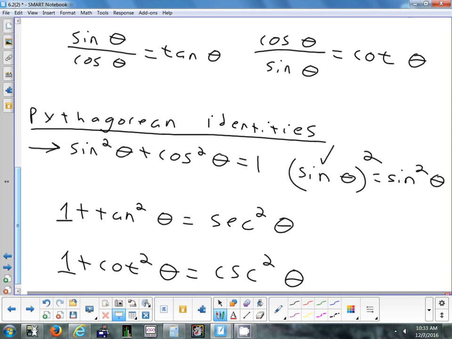like... Okay, so again, you don't need to know these for the test tomorrow. I just want you to have all the fundamental identities in the same spot.